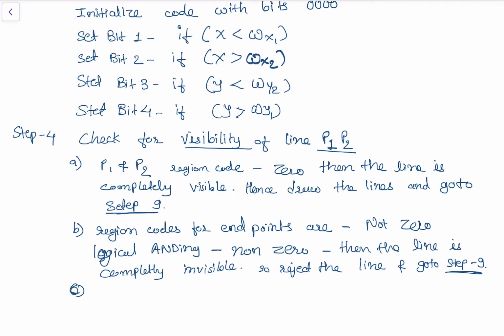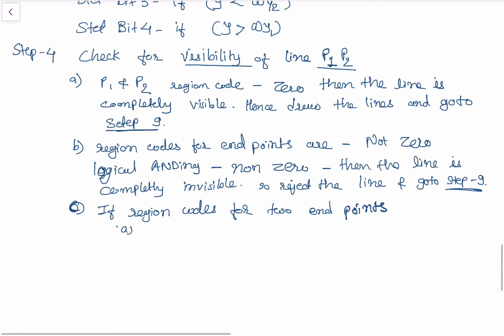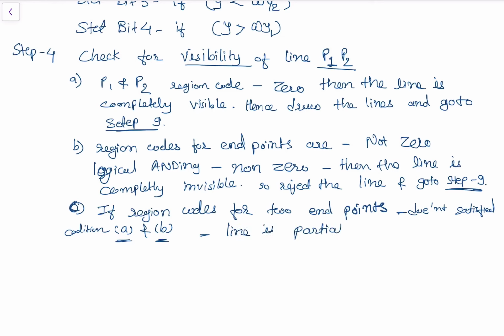Now there is a third condition: if the region codes for two endpoints do not satisfy the conditions of A and B, then the line is partially visible.